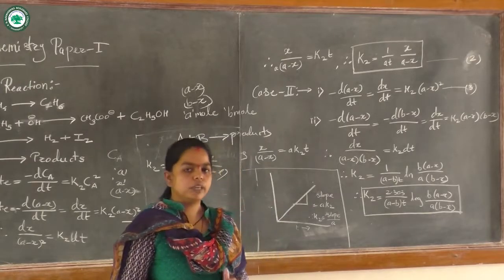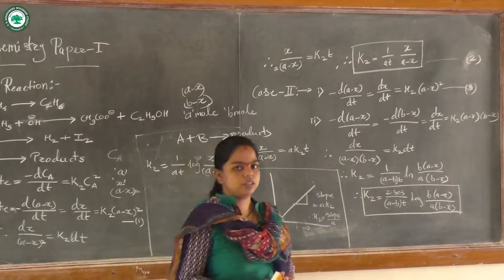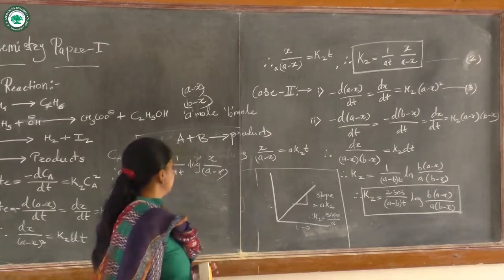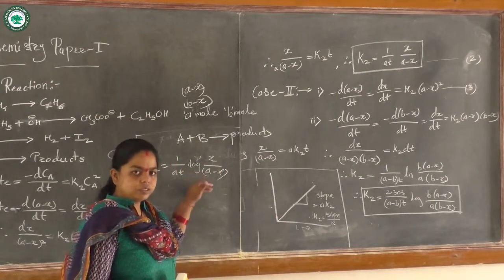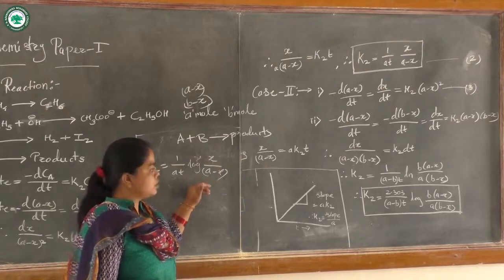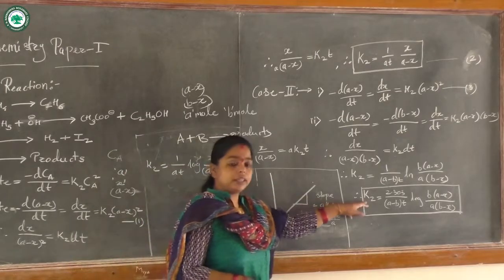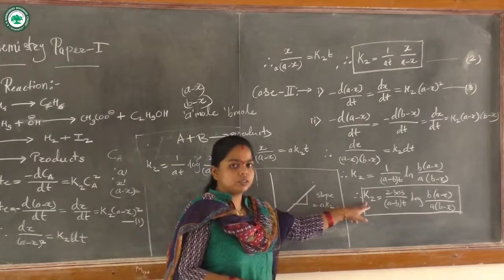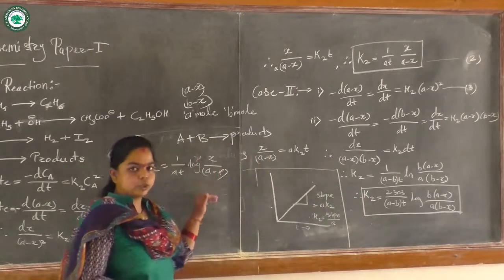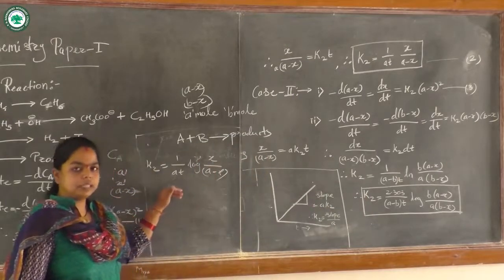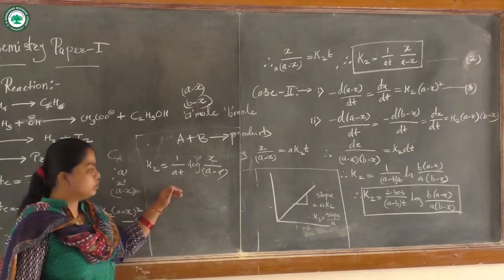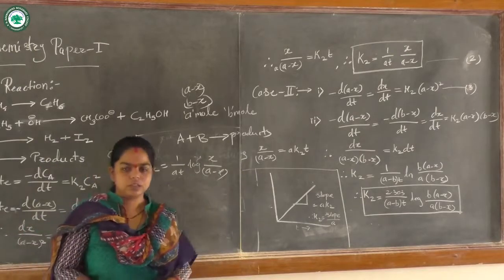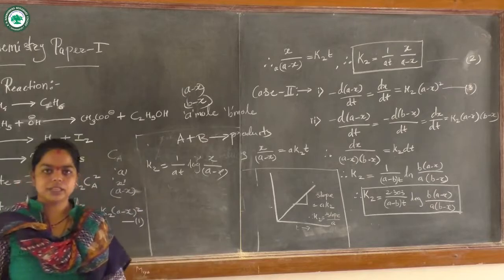So we are getting two equations here. This is the first equation, where one reactant is involved, and here two reactants have different concentrations. So these two equations can be used to determine the second order rate constant for the reaction. So this is the mathematical expression.